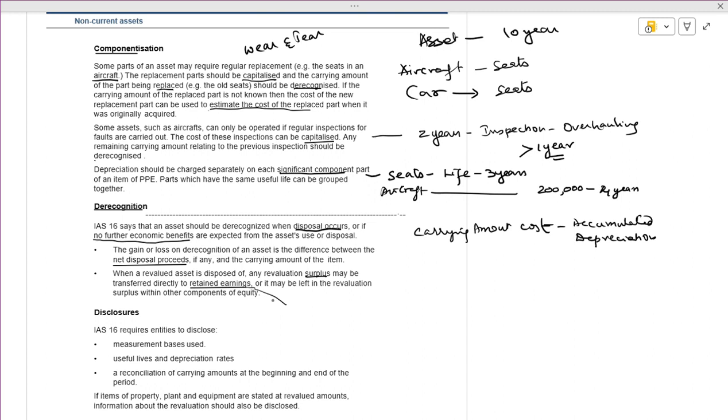continuation of the asset in the statement of financial position, because there is no further continuation of the non-current asset in the statement of financial position. That is the reason; otherwise, it may be left in revaluation surplus with other components of equity.